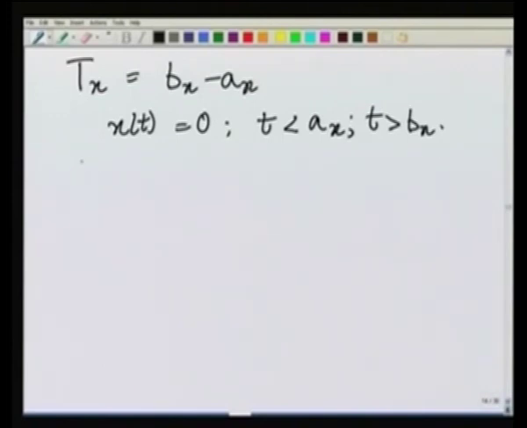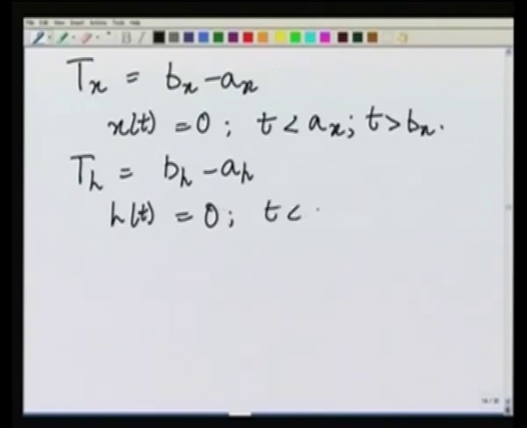Similarly, let us say that T_h equals B_h minus A_h, which is to say that h(t) is 0 for t less than A_h and t greater than B_h.